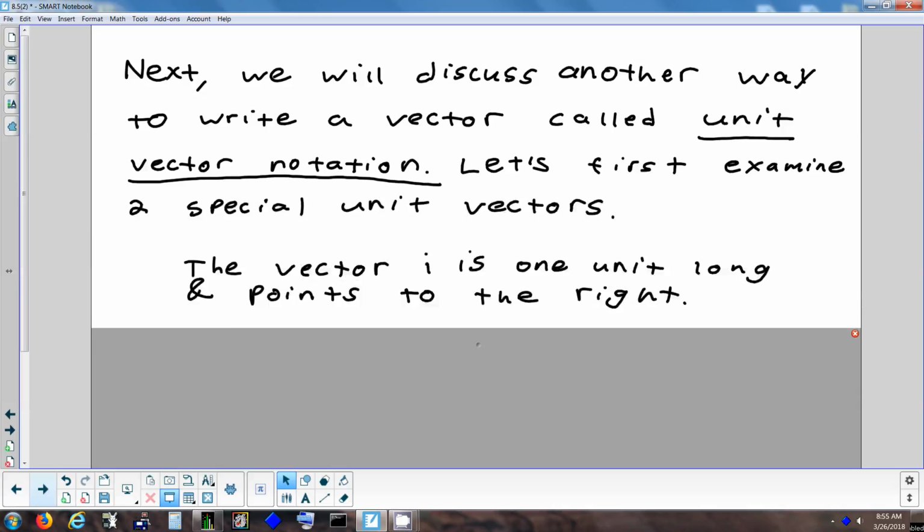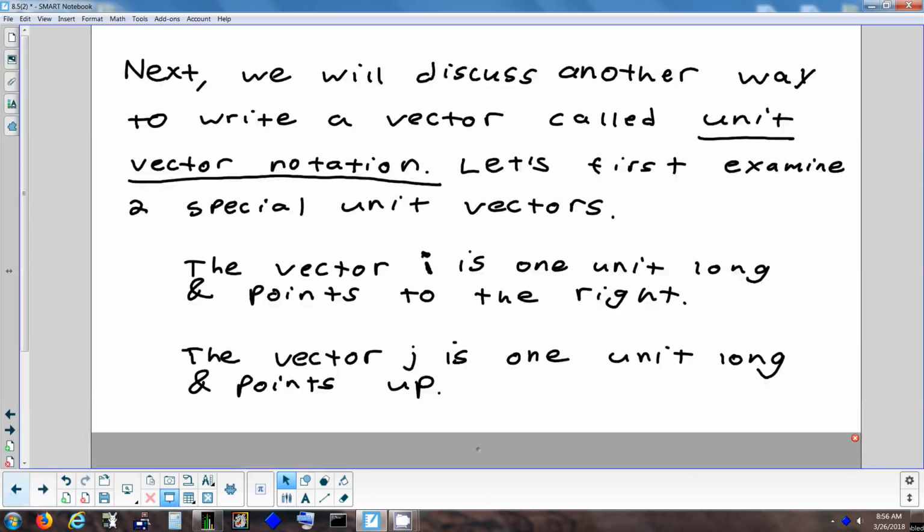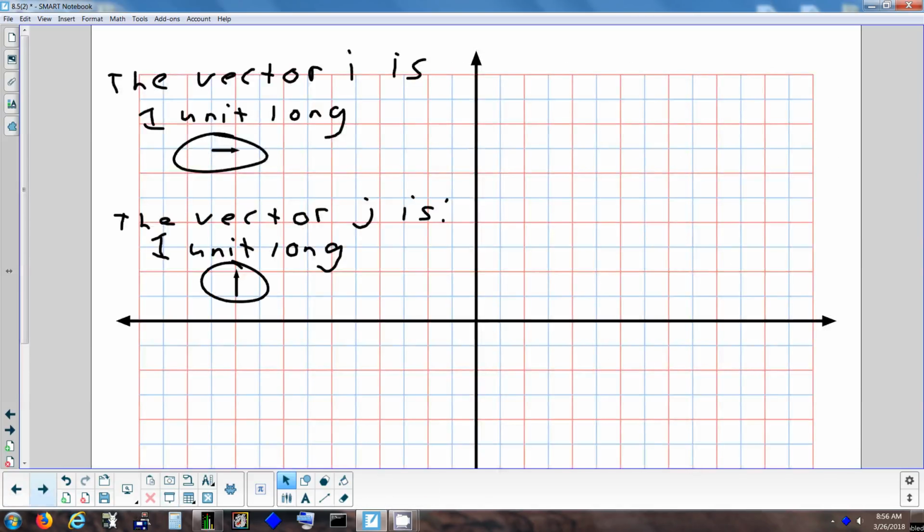But i is a special unit vector, so it's 1 unit long, and it points to the right. Okay, so what does it look like? It looks just like that. It's a vector that is 1 unit long, and it points to the right. j is another special unit vector. It's also 1 unit long, and it points up. And that's what j looks like. It's 1 unit long, and it points up.